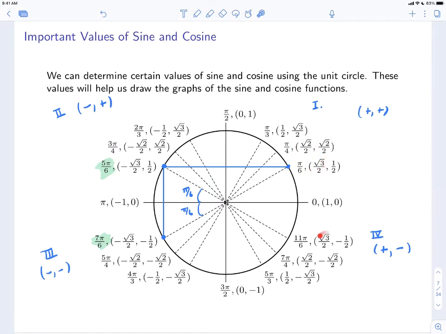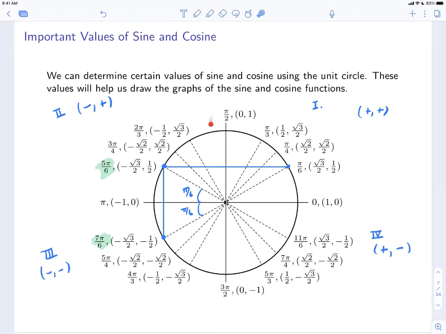Square root of 3 over 2, square root of 2 over 2, 1/2. The y values are the same as well, except they have a negative. So here we have a positive 1/2 goes to minus 1/2. Positive square root of 2 over 2 goes to negative square root of 2 over 2. And positive square root of 3 over 2 becomes negative square root of 3 over 2.